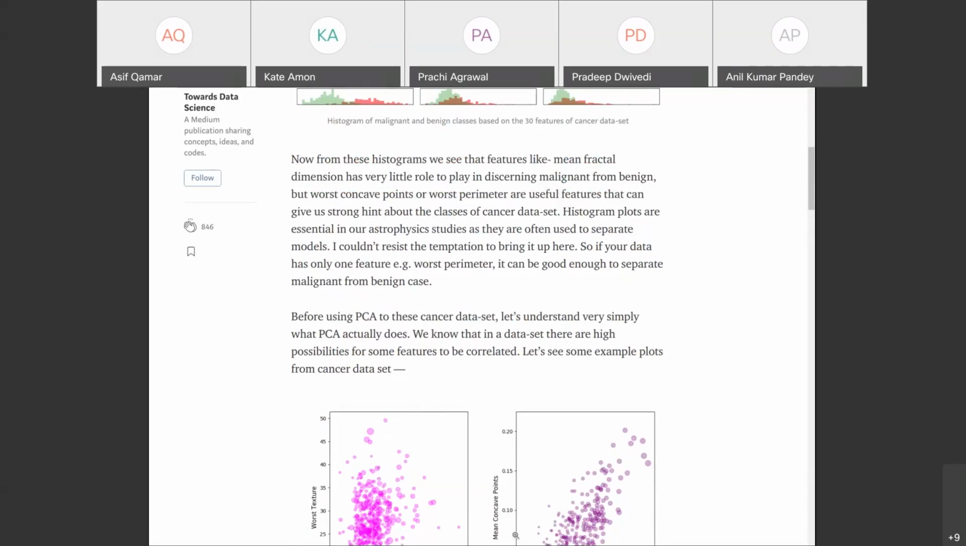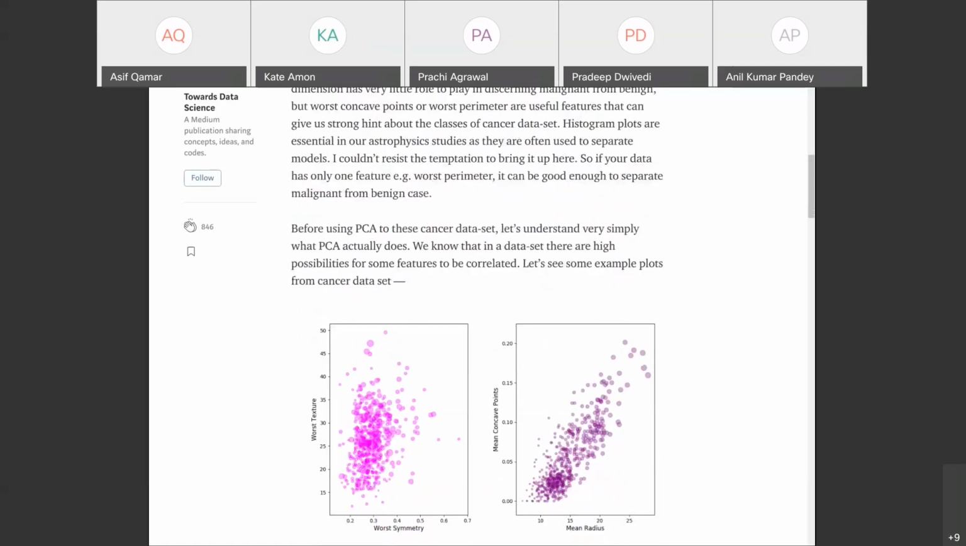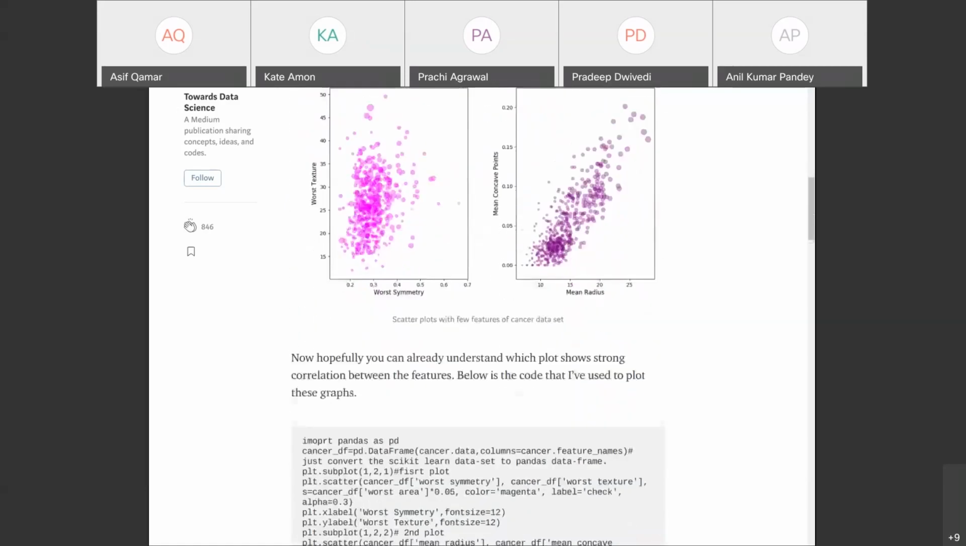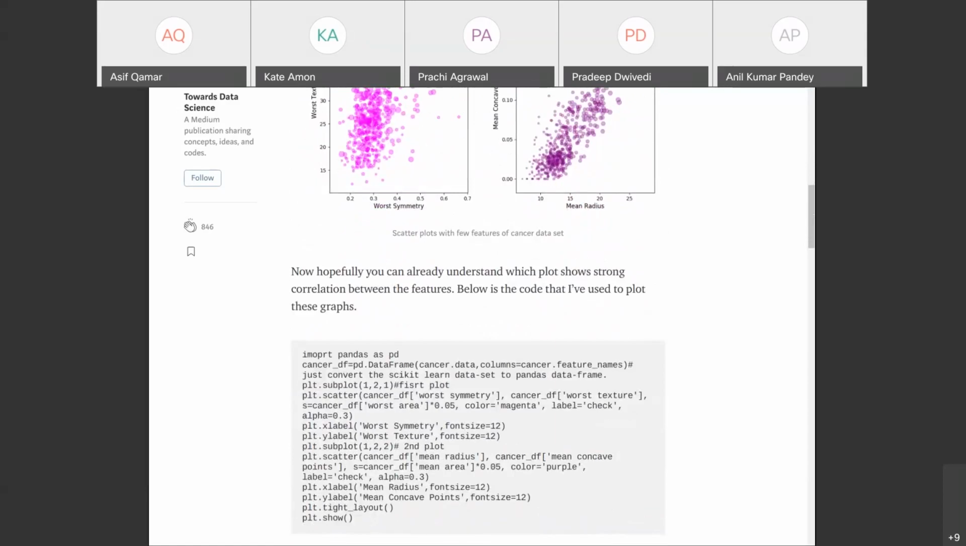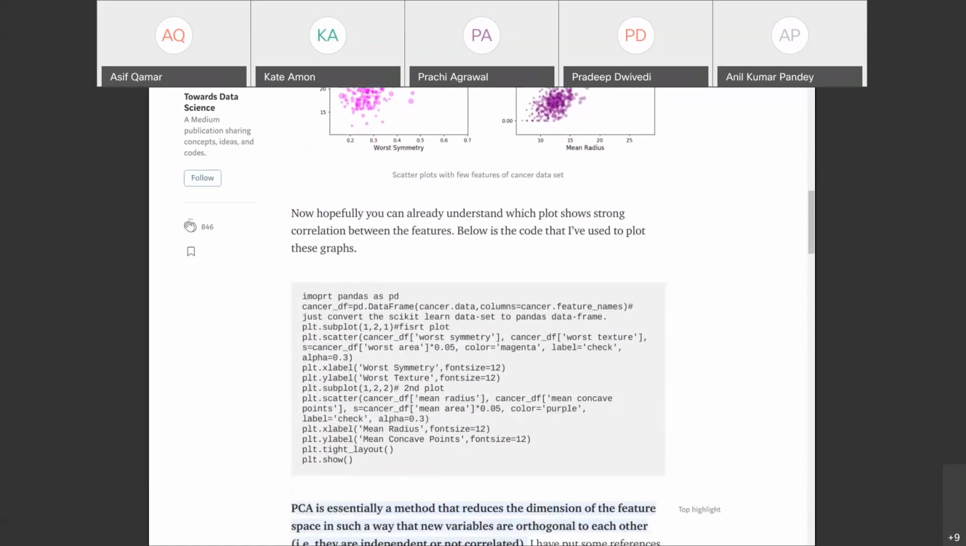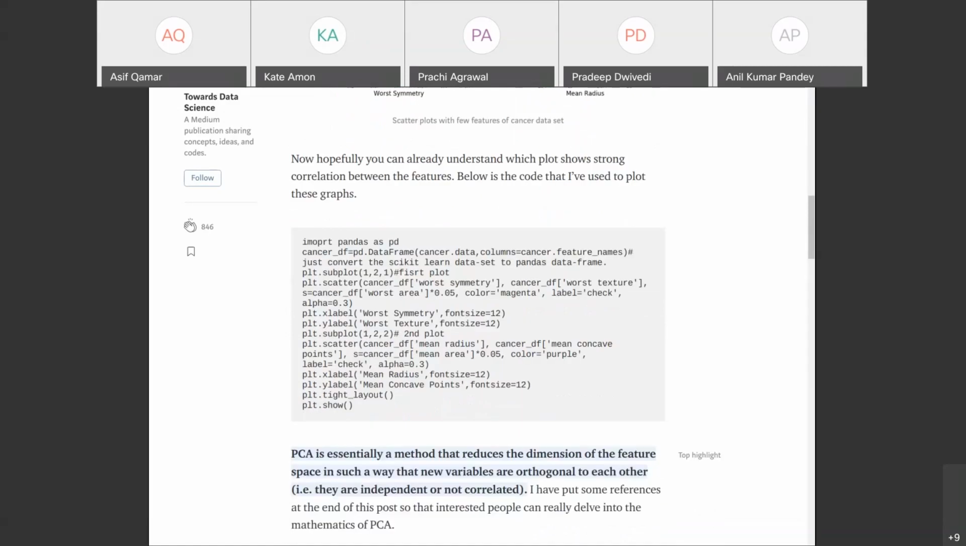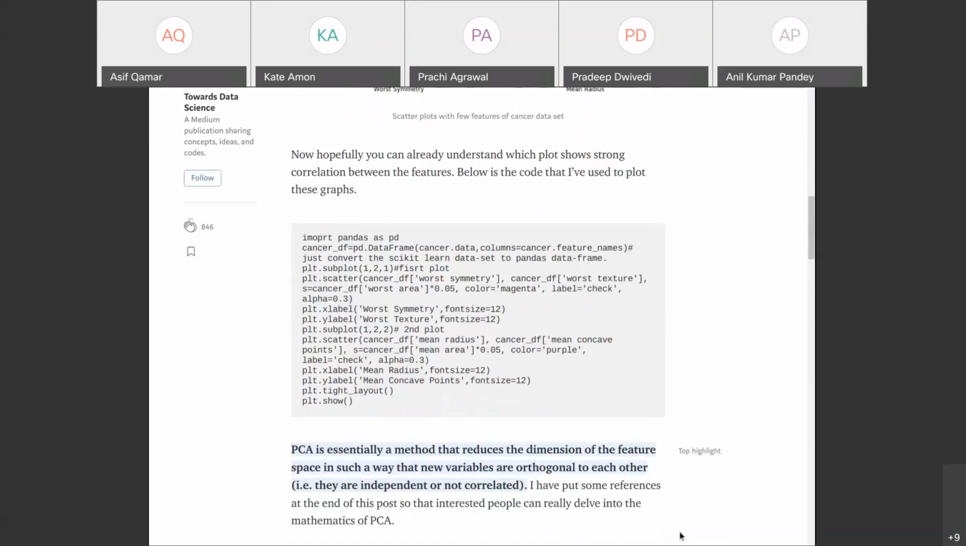Likewise, mean radius and mean concave points also are correlated. You can see the positive correlation between these two things. So when you see correlations, you realize that PCA would be quite good in these situations, because it will remove all the correlations and take you to a lower dimension space.